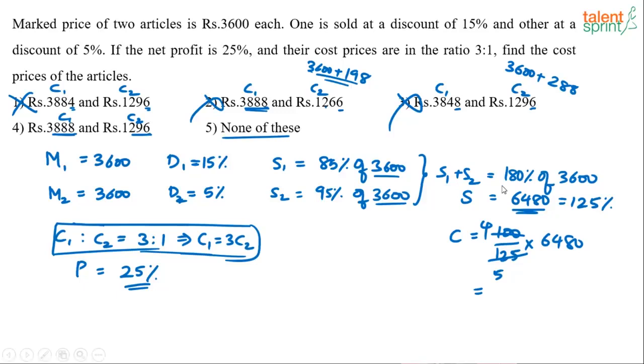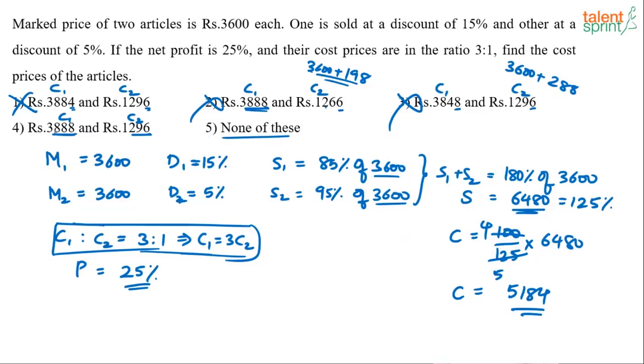4/5 of 6,000, 4,800. 4/5 of 480, divided in 5 parts, 96 into 4 will be 384. Yeah? So that will be 4,800 plus 384, 5,184. Total cost price should be 5,184. Now divide 5,184 in this ratio, 3:1. I mean, we have done the whole solution, but now you can check also. If 3888 plus 1296 is adding up to 5184, this can be taken as the answer because it satisfies the ratio condition. It also satisfies the total cost price condition. If that doesn't satisfy, then option 5 is the answer.